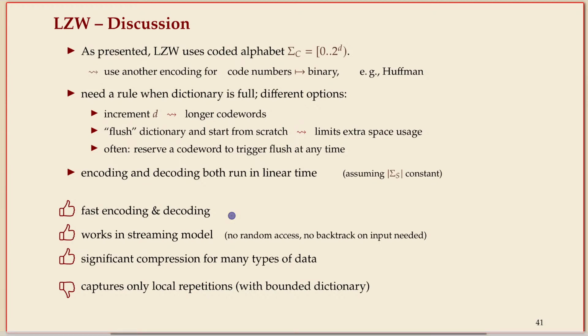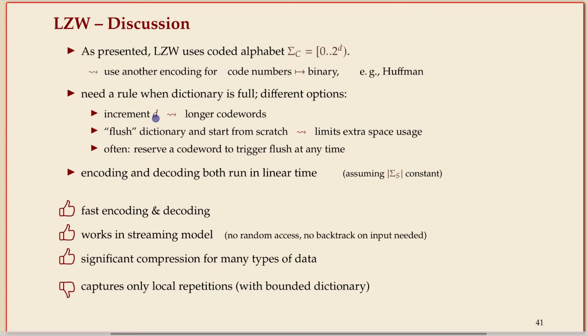So we like the fast encoding and decoding, obviously, and that it works in this streaming way. It also works really well for many types of data that we seem to have in our world, and I've mentioned why before. A lot is text-based in one form or another, and human-friendly text tends to have small repeated parts that mean something to us. With a bounded dictionary, if we do this flushing technique, we're somewhat local in the repetitions that we can catch.